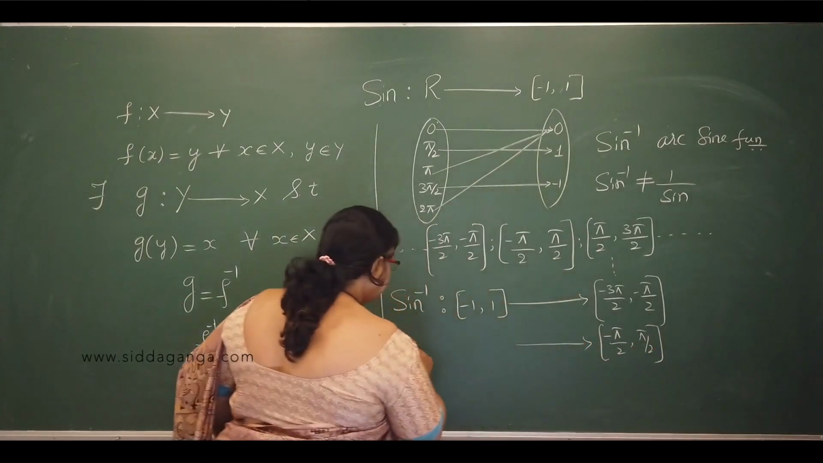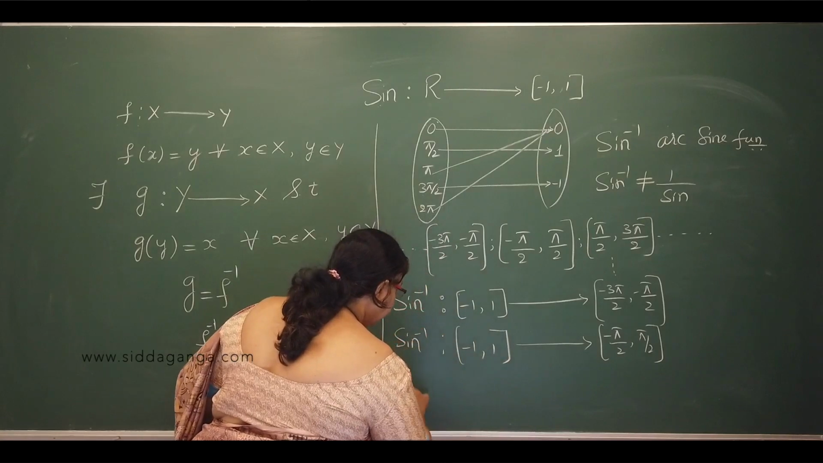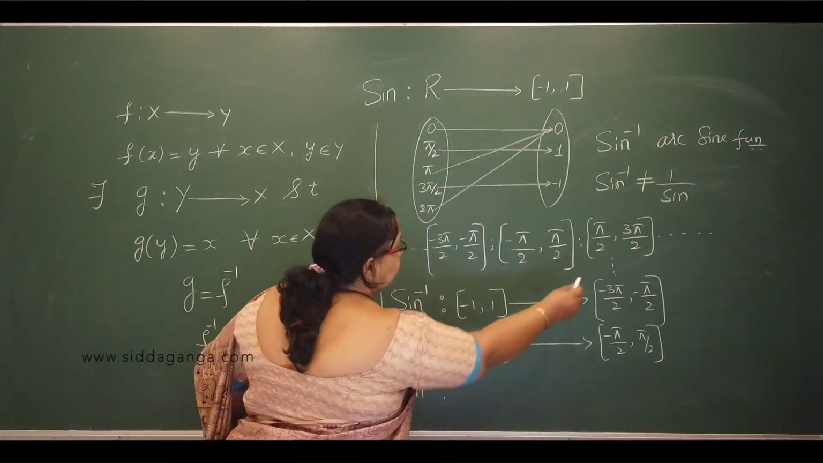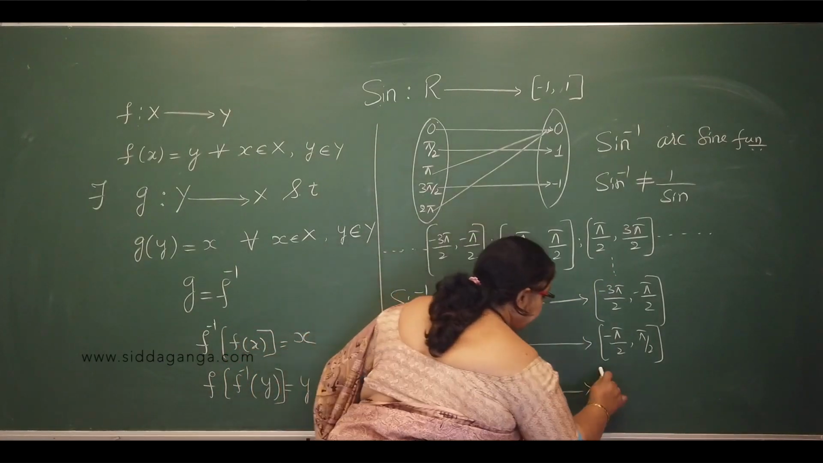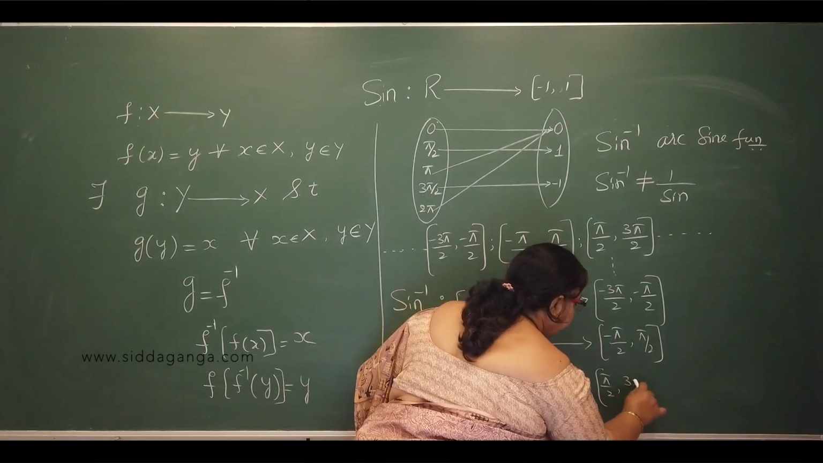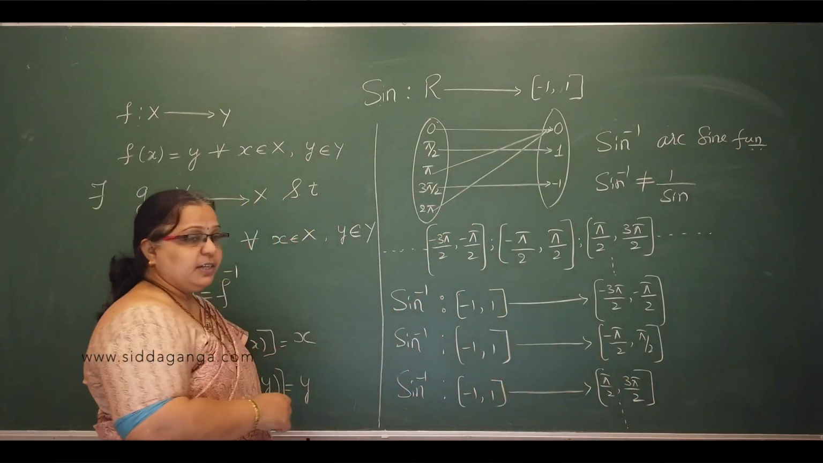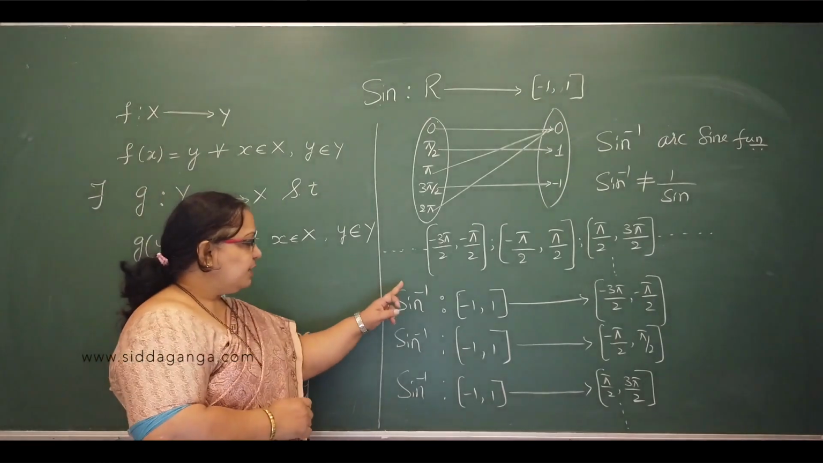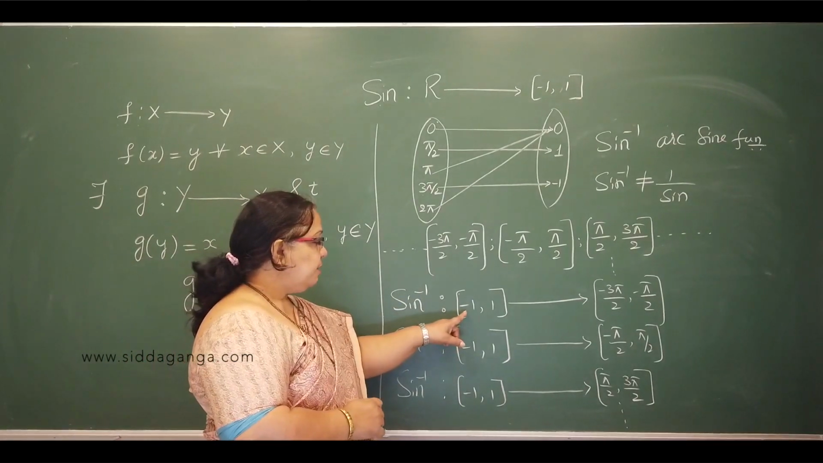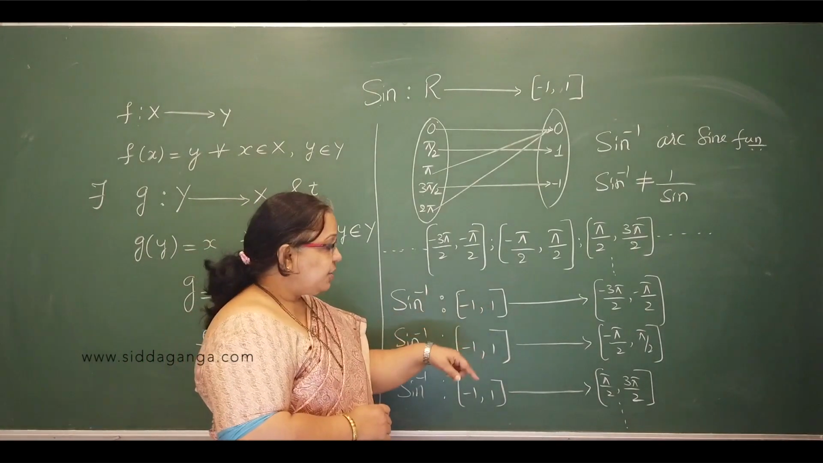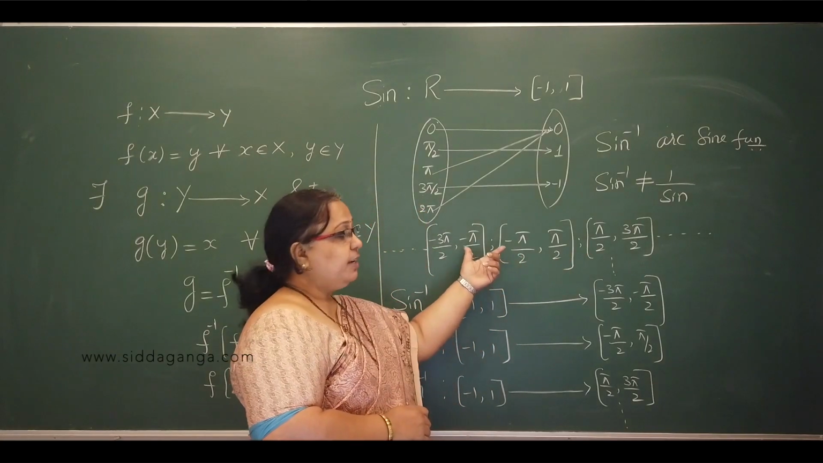Even we can define sine inverse in this interval also, and also in the interval pi by 2 comma 3 pi by 2, and so on. In each of these intervals, we can define the inverse for the sine function. And here the domain becomes the closed interval minus 1 comma plus 1, and the range is any one of the intervals defined above.